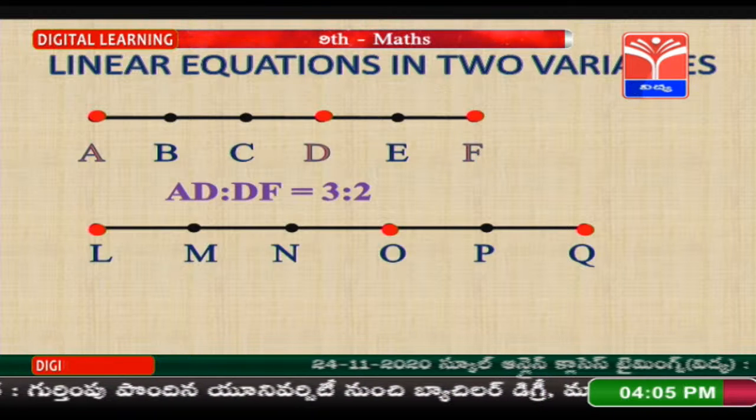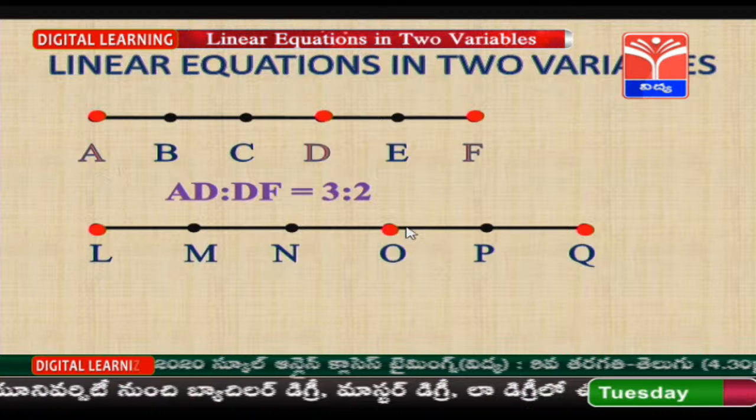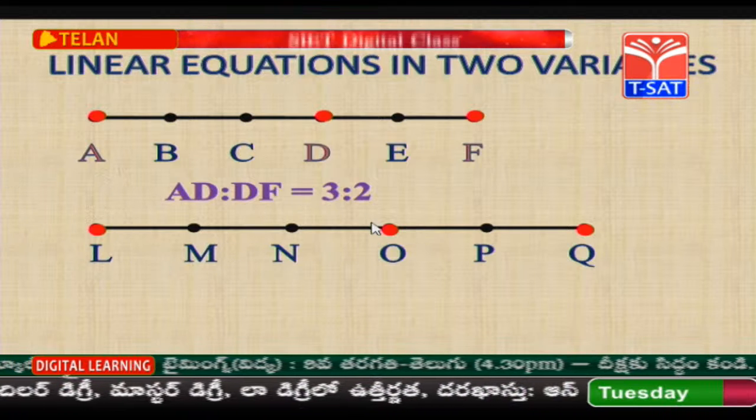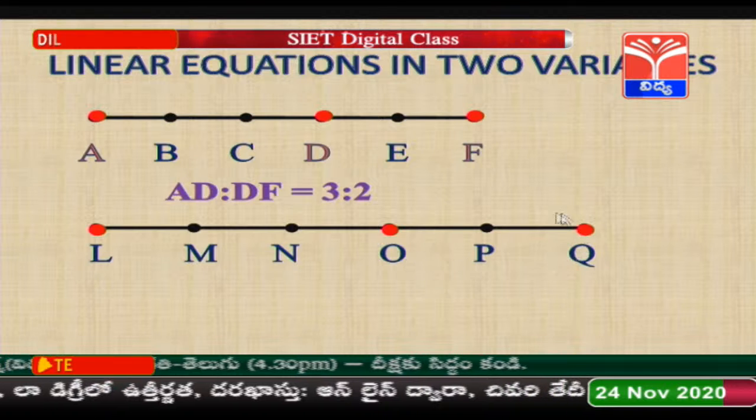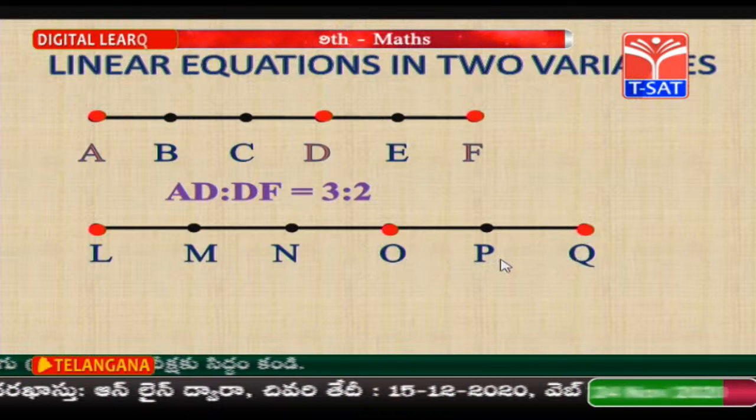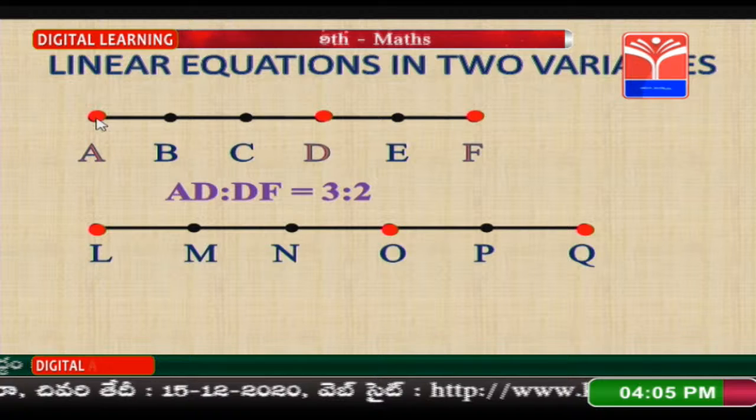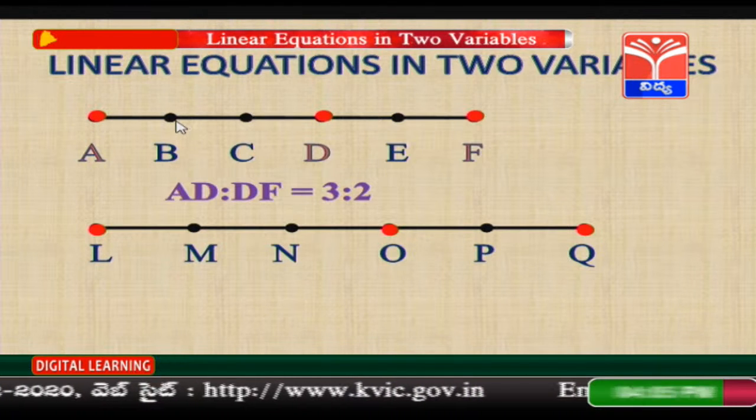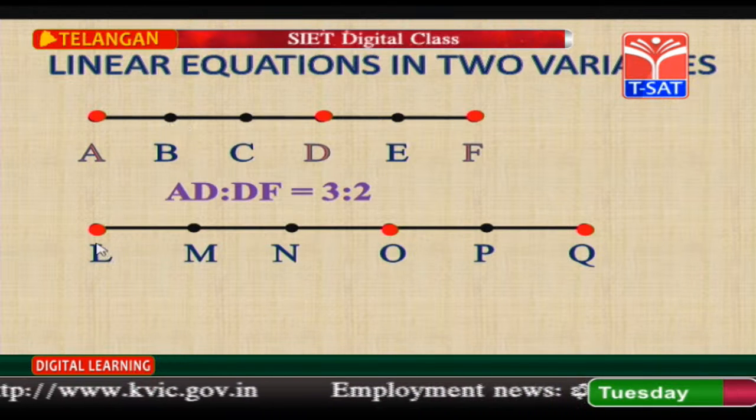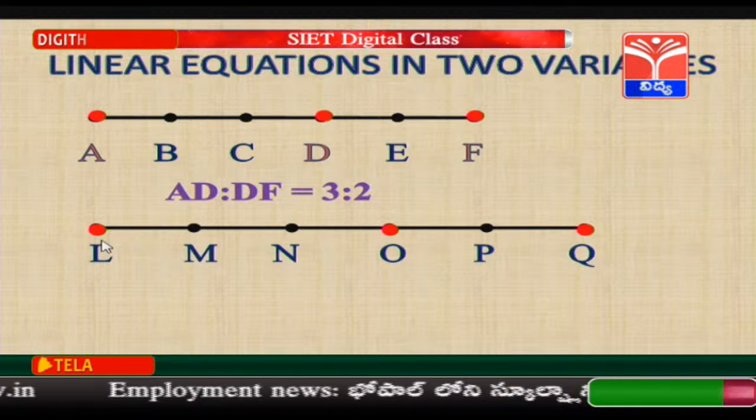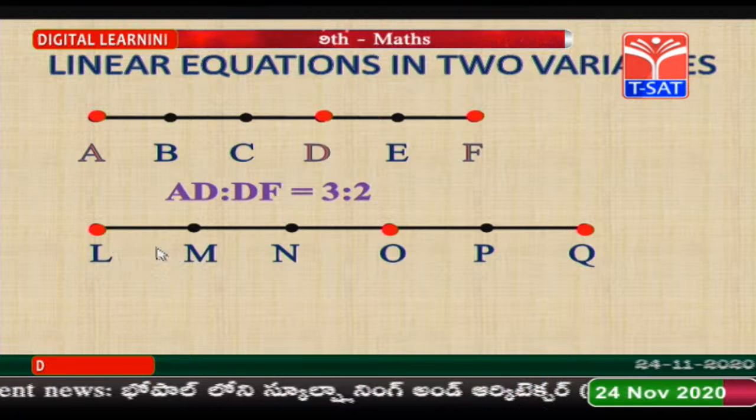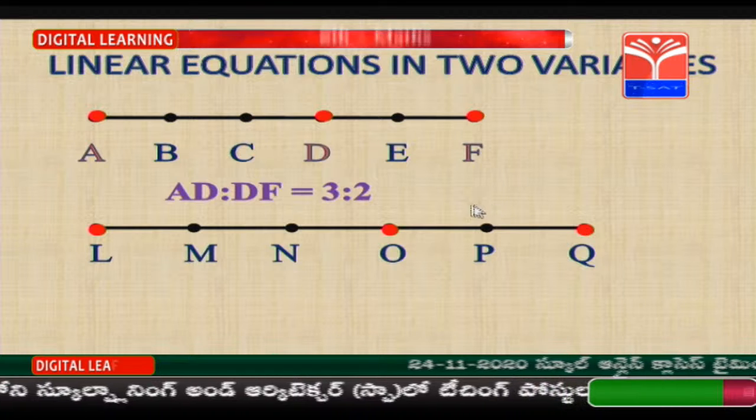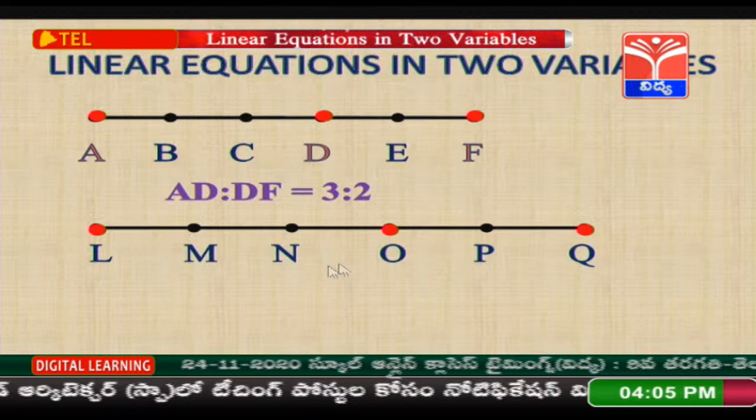Now, how many parts are there from L to O? There are 3 parts. Similarly, from O to Q, how many parts are there? 2 parts. But please see, the length of each part in the first case is comparatively smaller than the length of the part in the second case. That means, this is bigger when compared to the previous one, but still the number of parts is the same.